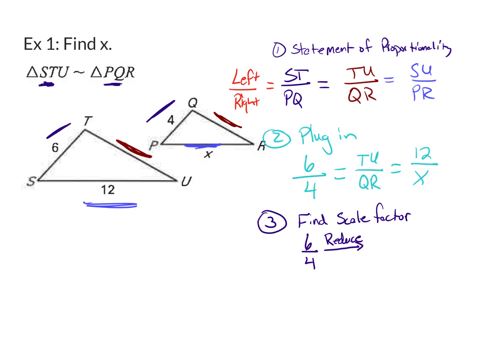6 over 4 reduced is what? 3 over 4? It's the other way, right? 4 over 3? No? Oh, 3 over 2, sorry. 3 over 2. And the last step: use the scale factor to find X.